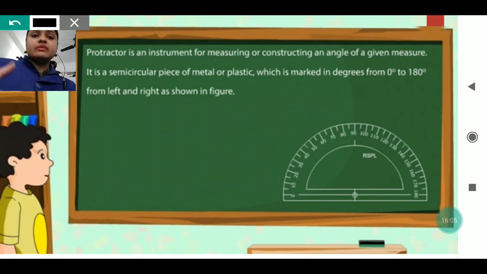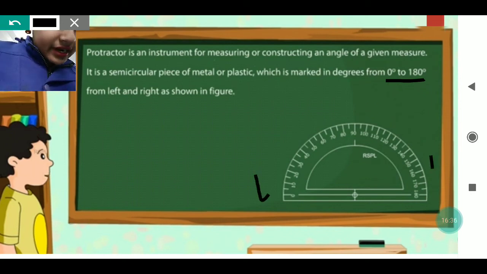Whatever the measurement is given, maybe 360 degrees you have to draw, maybe 90 degrees, maybe 120 degrees, any angle which is given to you to draw. It is a semi-circular piece of metal or plastic which is marked in degrees from 0 degrees to 180 degrees, from left to right, as shown in the figure. You can see from 0 to 180 degrees it is marked from left to right. This is the left side and this is the right side.